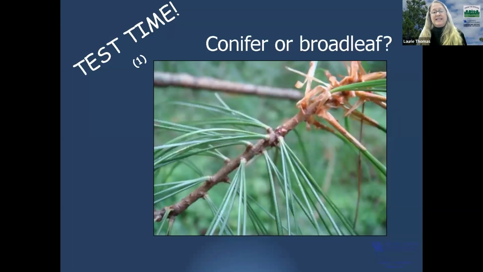The first one: is this a conifer or a broadleaf? Hopefully everybody says that this is a conifer. We see our needles here, and if we were to actually count those needles in those little wooden cups, in those bundles, we see we have 1, 2, 3, 4, 5. And if you all remember, that's a white pine. So this would be a conifer.